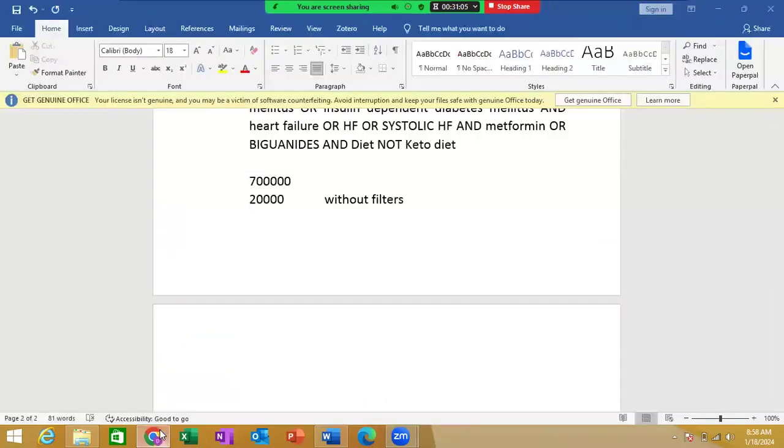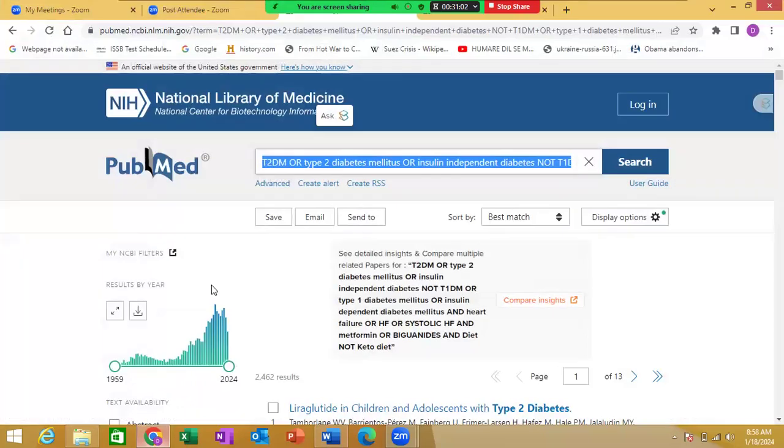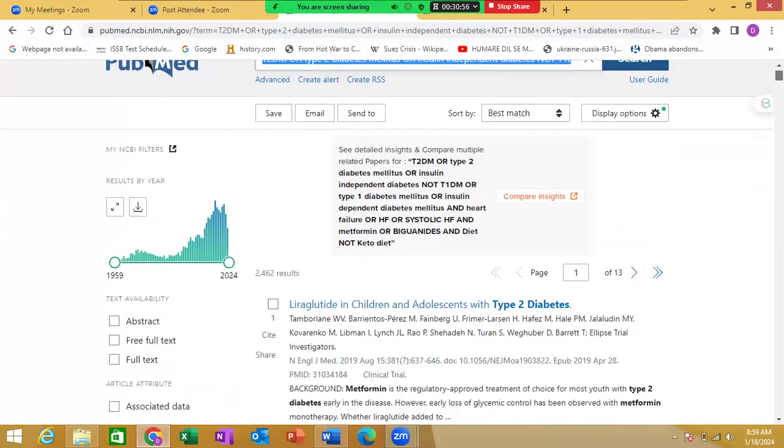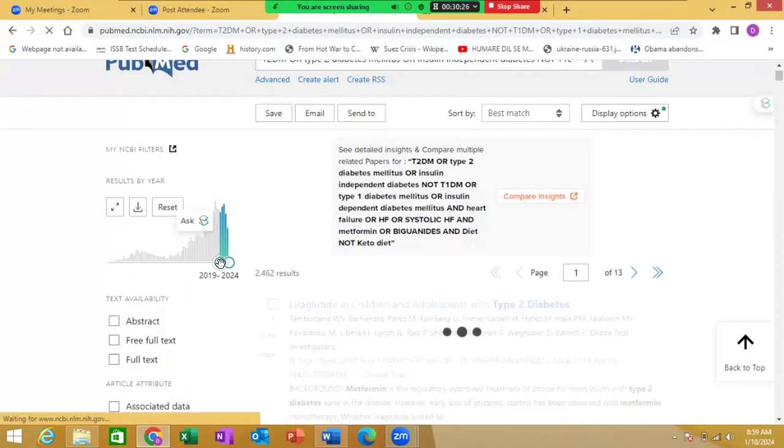Now one thing. There are 2000 results. There are too many. But look here. Come to the left corner of this PubMed. Here you have filters. This is telling you that there are 2000 or more results from 1959 up till 2024 of everything related to this key term. We do not need this 70, 80 years data. I'm only looking for the data of the last 5 years. Say, for example, I'm moving it to 2019. This is the first filter.